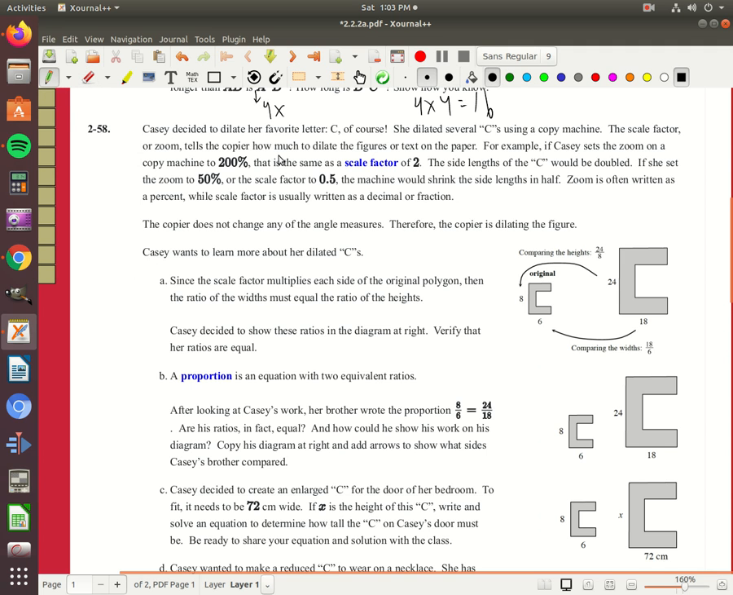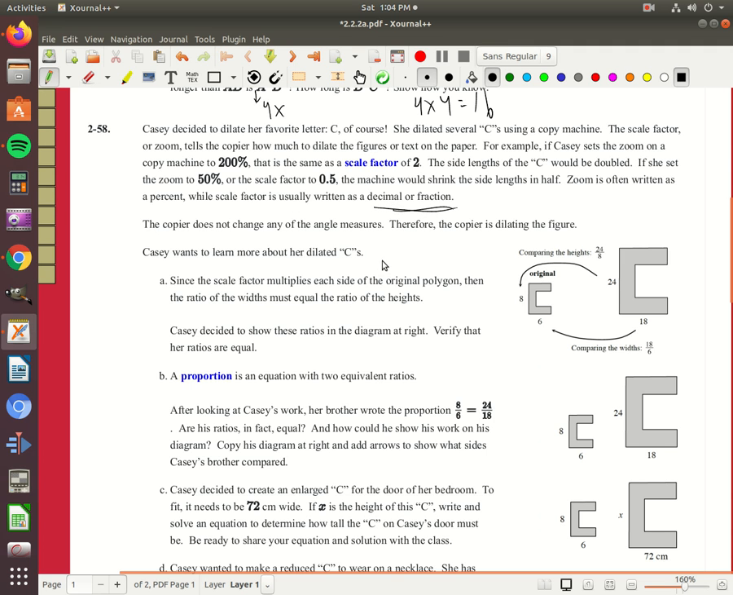So I hope we're okay with moving that. It says the side lengths would be doubled. If she sets it at 50%, again, we would move it 2, and her scale factor would be 0.5. So it's just turning a percent into a decimal is all we're doing. The machine would shrink the side lengths in half. So zoom is often written as a percent, while scale factor is usually written as a decimal or a fraction. So if you're using a copy machine, expect to see those percents. If we're doing math, expect to see a decimal or a fraction. We're going to be doing a lot of this and not so many percents.